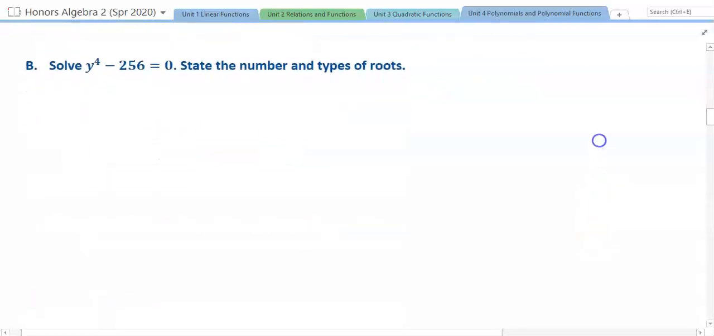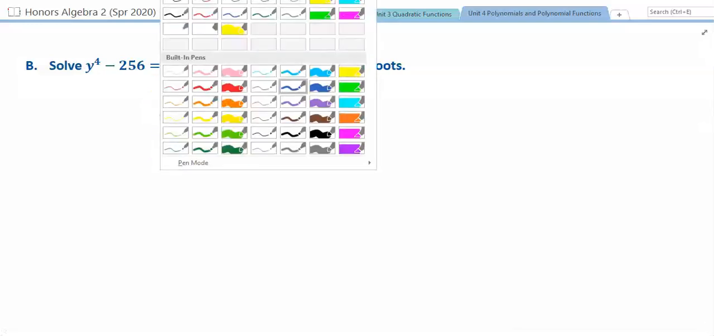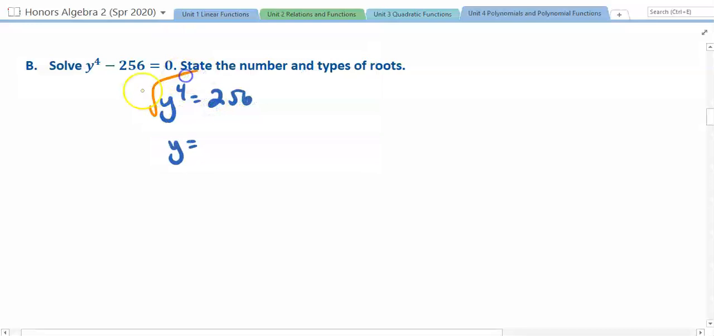We've got y to the 4th minus 256 is equal to 0. So we're going to get that y to the 4th is equal to 256, which means that y is equal to what? Well, I'm going to take the 4th root of both sides. And like we do when we take a square root, a 4th root is going to need that plus or minus. And so what is the 4th root of 256? Well, that is just 4, because 4 times 4 is 16, and 16 times 16 is 256.